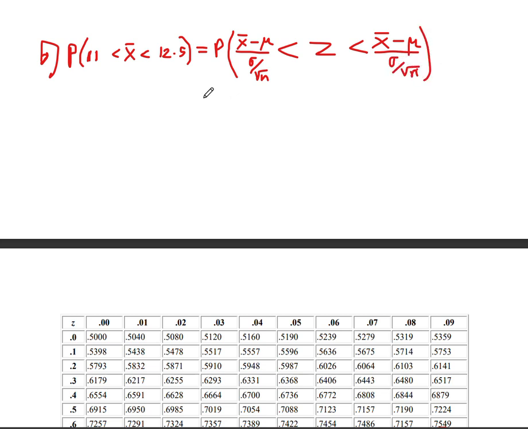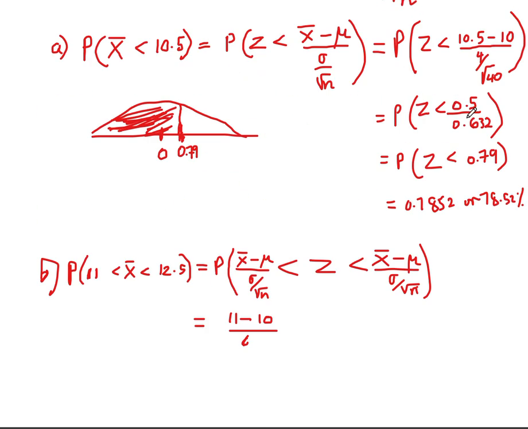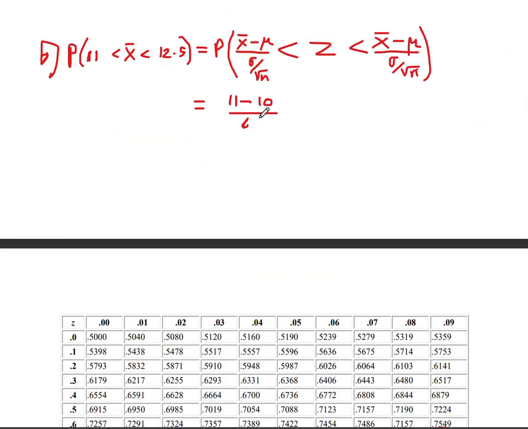And we're going to do our substitutions now. So the x bar values are the values for which we're calculating the probabilities, starting with the 11. So this will be 11 minus mu. Mu was given to us as 10, divided by sigma, which was also given to us as 4. And we know that the square root of 40 will be what we put here because n is 40. Less than z, keeping the signs, less than, now we're going to insert the higher value of 12.5 here for x bar.